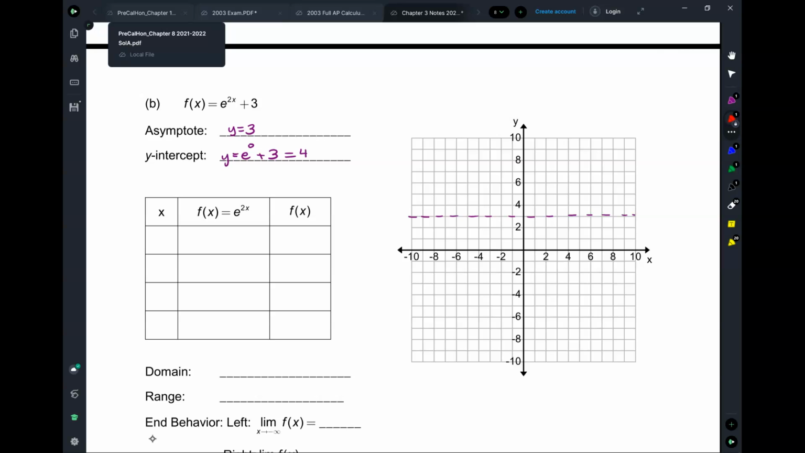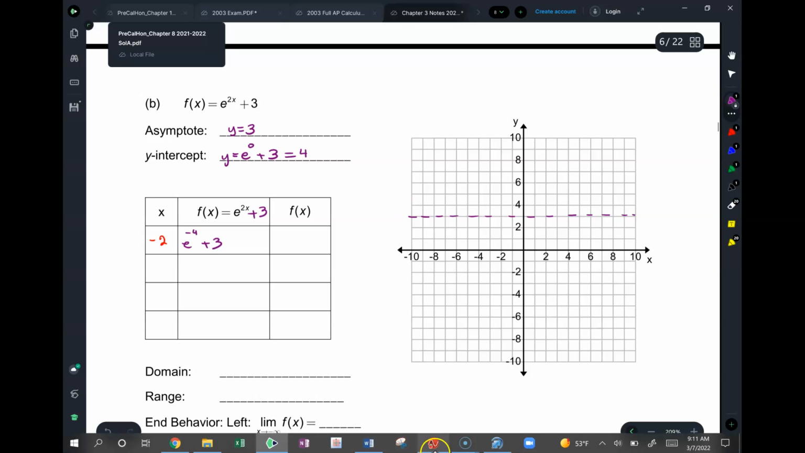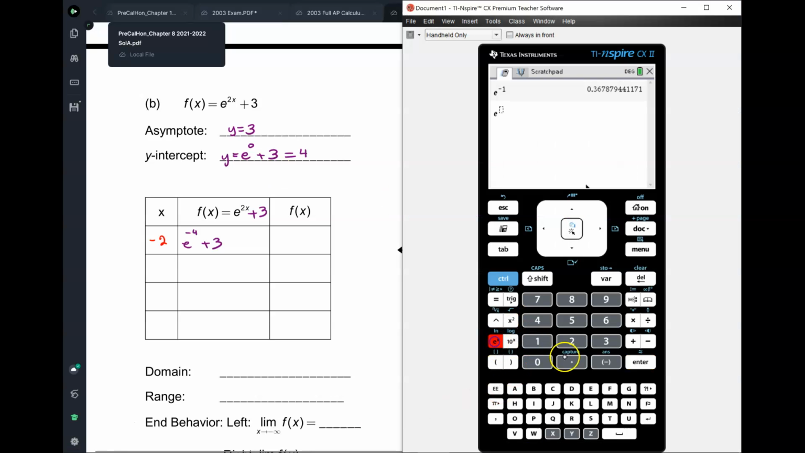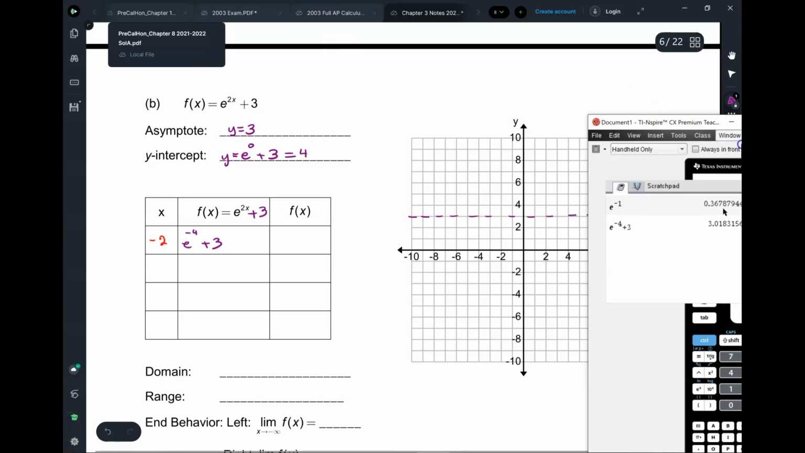All right? So why don't we say e to the, why don't we say negative 2? So here we're going to have e to the negative 4 plus 3. And you're going to plug that in your calculator. Okay, that gives you 3.01.